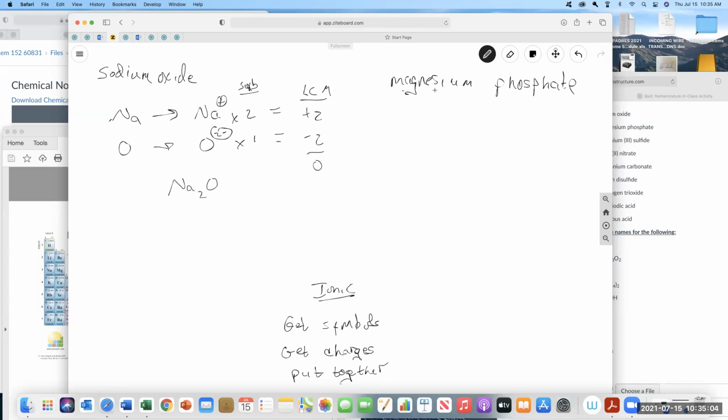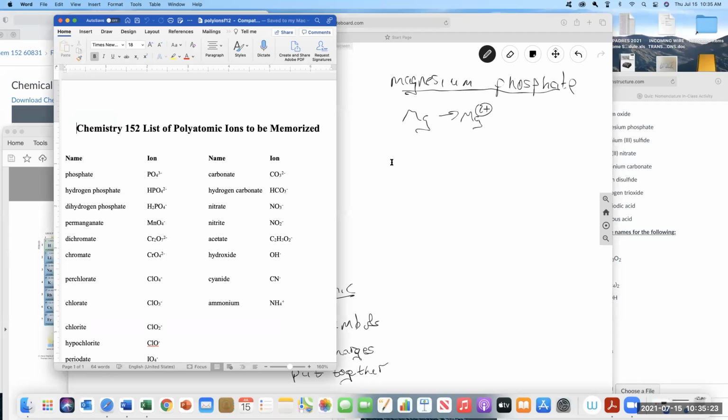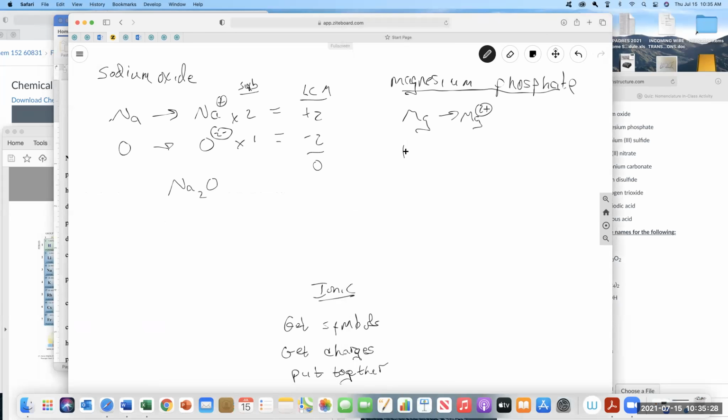For magnesium phosphate, the same approach. So magnesium is a metal. It's in group 2 right here. So that means it's going to be Mg2+. Phosphate is a polyatomic ion. And we know that because it ends in -ate. And so phosphate is PO4 3-.